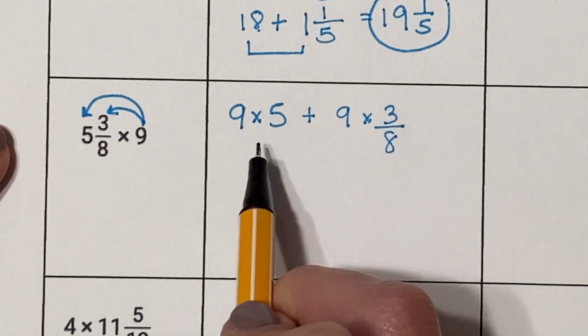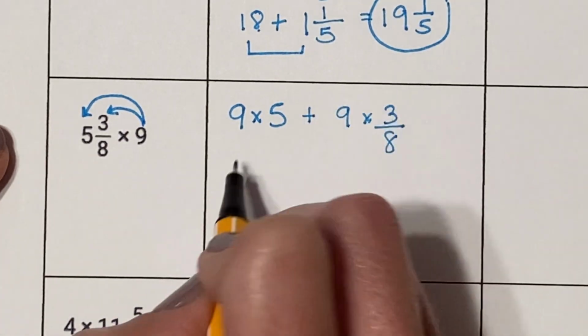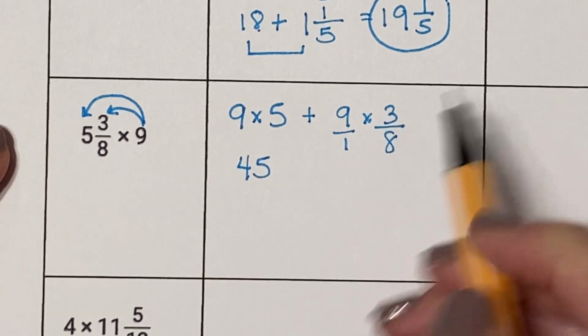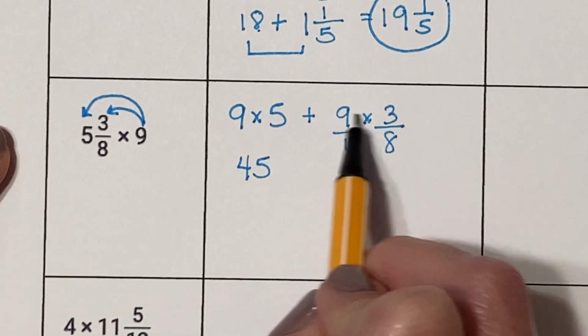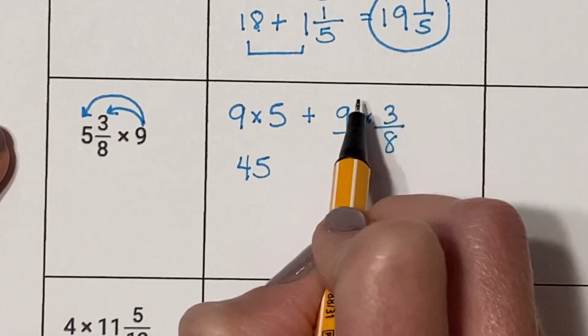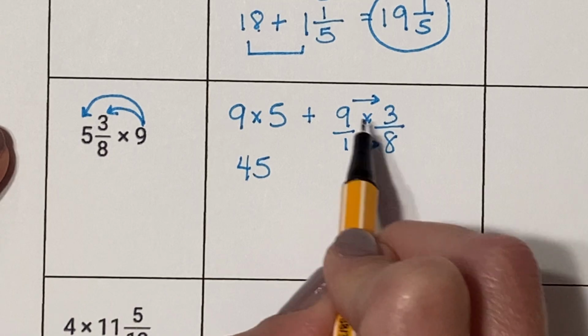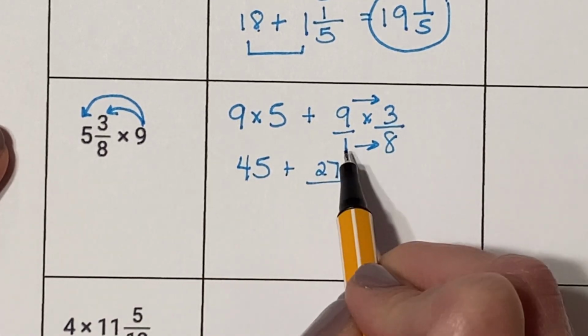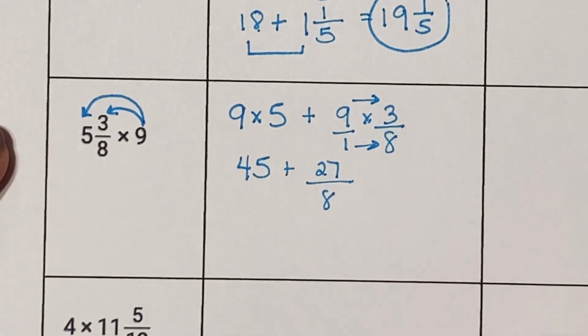Okay, now let's go ahead and simplify this. 9 times 5 is 45. And then I'm going to go ahead and put that 9 over 1, so I have whole numbers, numerators and denominators. Let's see, I'm going to multiply straight across. 9 times 3 is 27. 1 times 8 is 8.